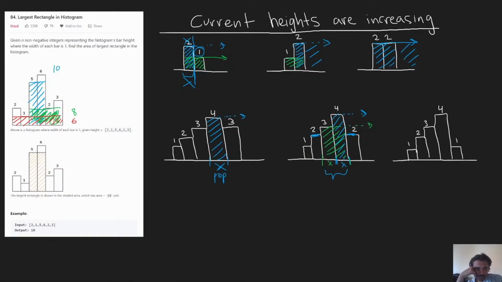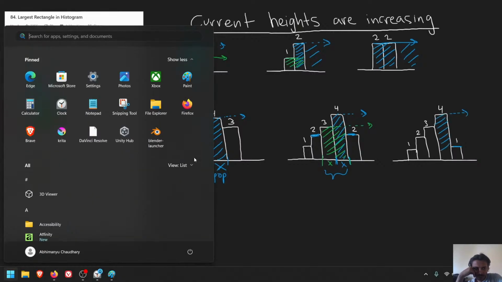Let's look at one last example to drive this point home. So now we have a 1 over here, right? So we can't extend the 4 anymore either. So we compute the area, 4, and then remove it from consideration.